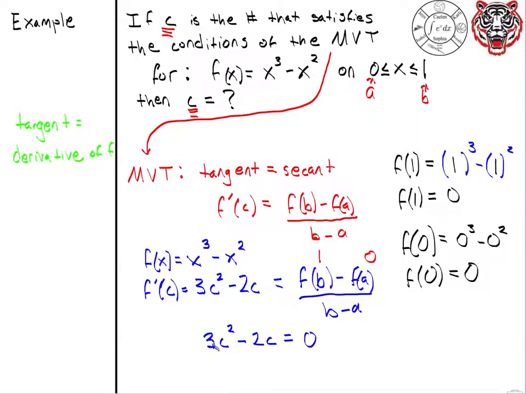So how come it's f prime of c? Because our definition here says f prime of c, so now we're plugging in c for the value of x. So all of these x's change to c's.